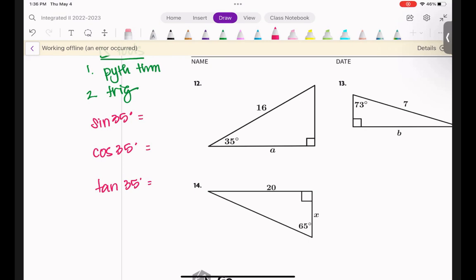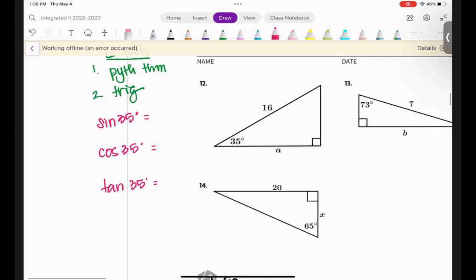Very good. Someone told me which one I'm going to use. If you didn't know how to do this, don't worry. I'm going to walk you through. So what is sine again? What's the definition of sine? Very good. Sine is opposite over hypotenuse. Opposite? Oh, I don't know the opposite. So I can't use sine.